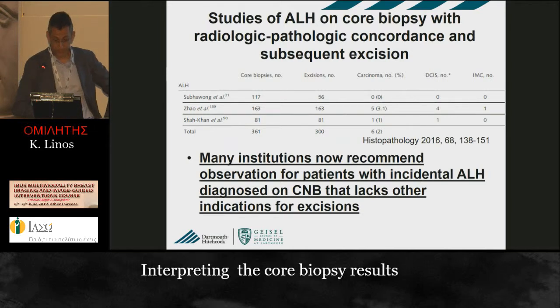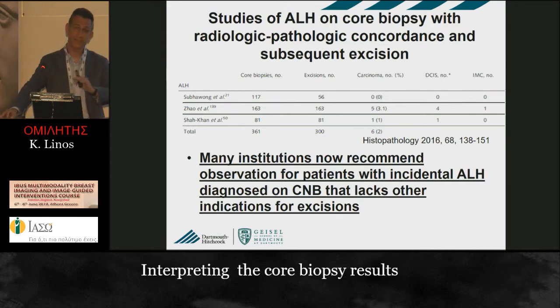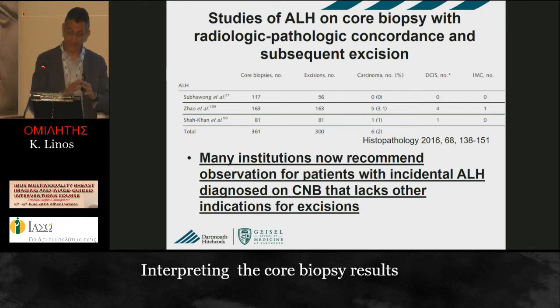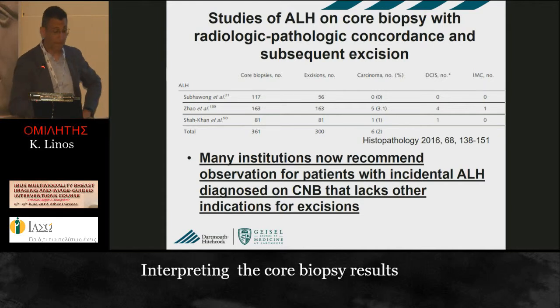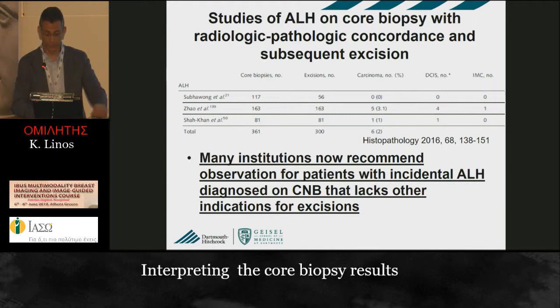Now, some studies have reported upgrades up to 20% for ALH. However, again, these studies are not very reliable because there's no careful radiological pathological correlation. And actually, in the studies where the ALH was incidental, not targeting calcifications or anything like that, the upgrade was 1 to 2%. So 1 or 2 patients in 100 will have an upgrade of the diagnosed ALH. So many institutions now recommend observation for patients with incidental ALH diagnosed on core needle biopsy that lack further indications for excision.